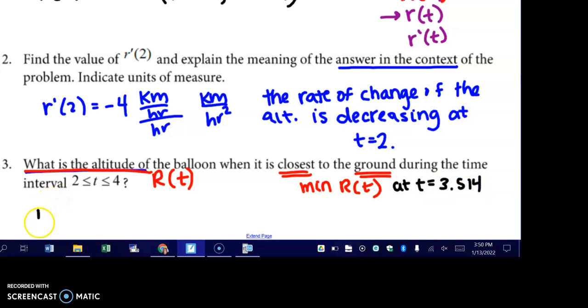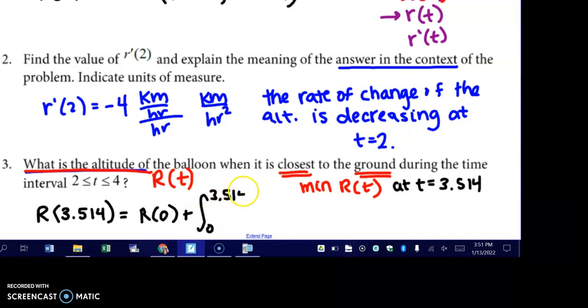So I'm looking for the altitude at that moment. Well, I know that my altitude at 3.514 will be equal to my altitude when I started plus a collection of all of my changes over that interval. Little r of t was the change in altitude.